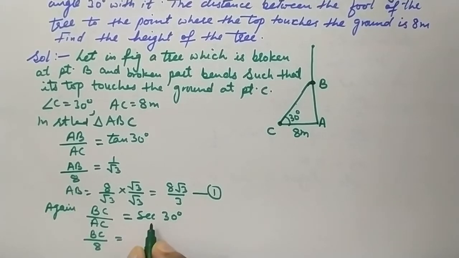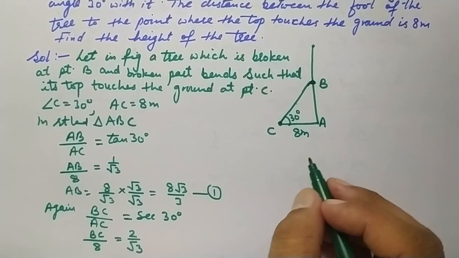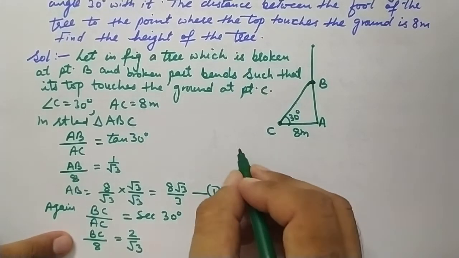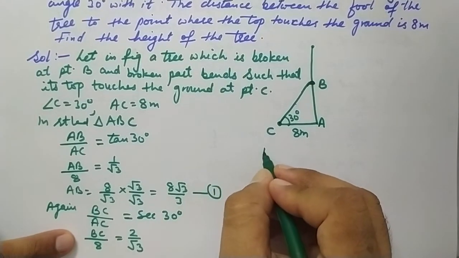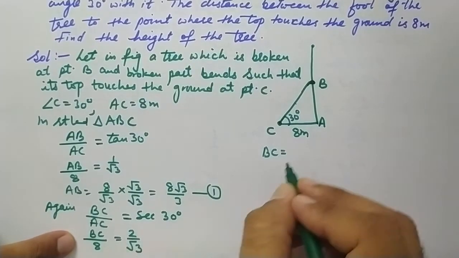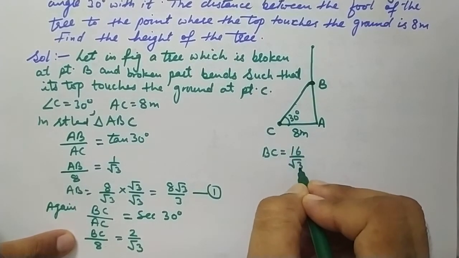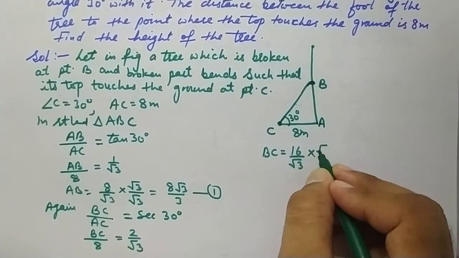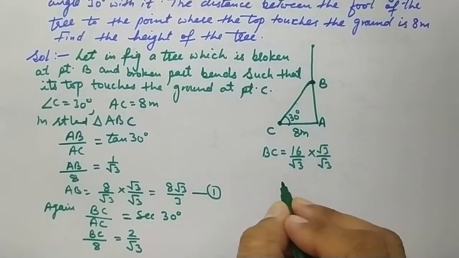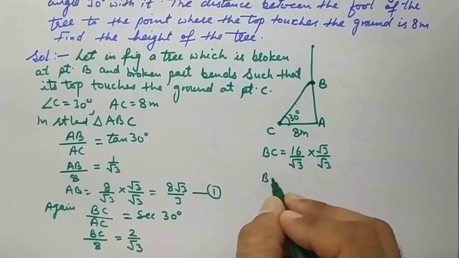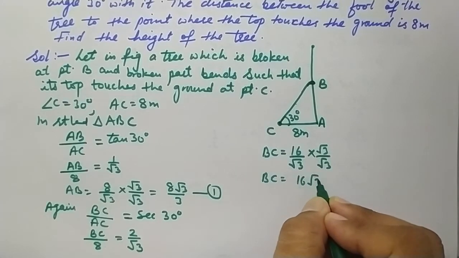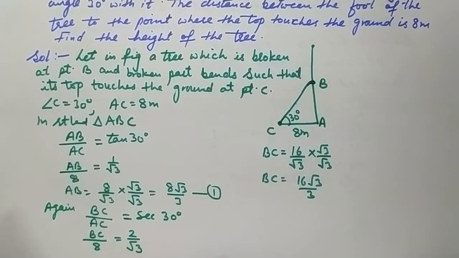Now secant 30, how to find out? You know cos 30 is root 3 by 2. So secant 30 will be its reciprocal. So it will be 2 by root 3. So this way you can find out these values. Now from here you cross multiply and you will get BC is equal to 16 over root 3. Here also you can rationalize, so it becomes root 3 over root 3. So BC is equal to 16 root 3 over 3. So now this is BC.